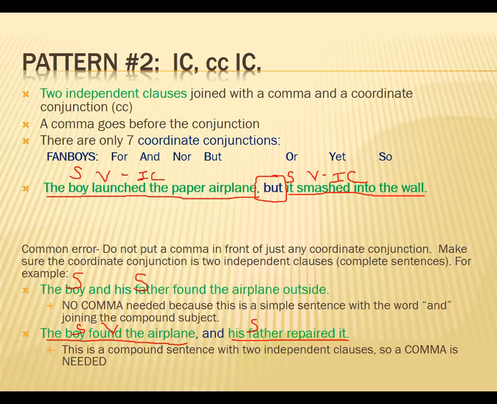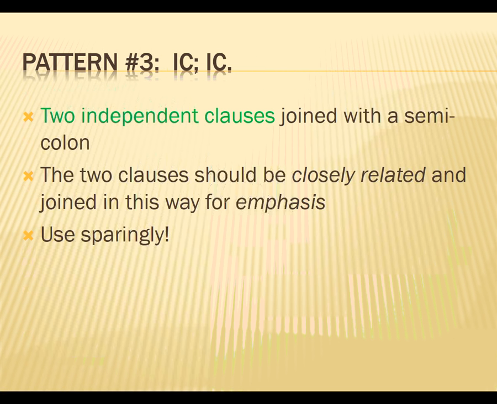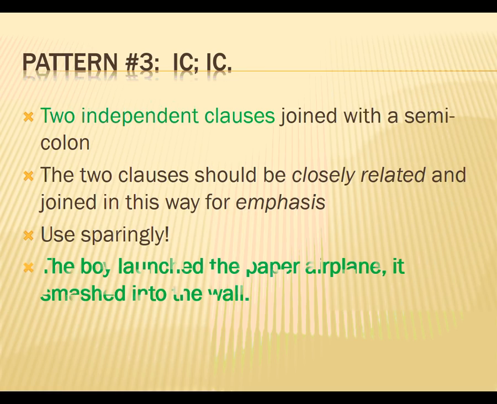The next compound sentence pattern is abbreviated IC semicolon IC. Here we have two independent clauses joined with a semicolon. This compound sentence does not have any joining words, just the punctuation mark. This pattern should only be used to join two closely related independent clauses, and this pattern should be used sparingly.